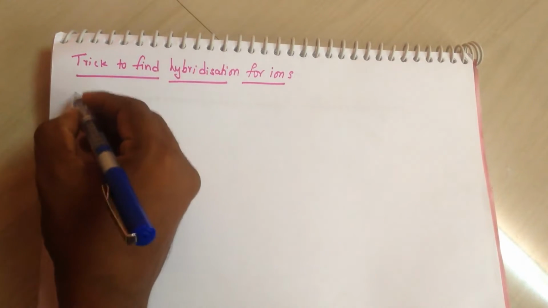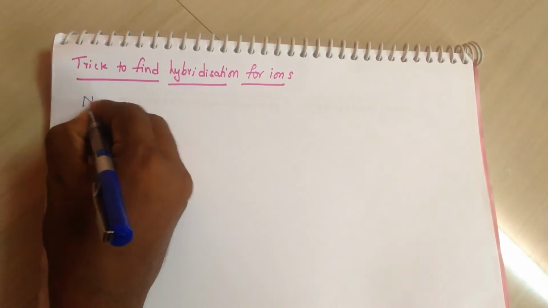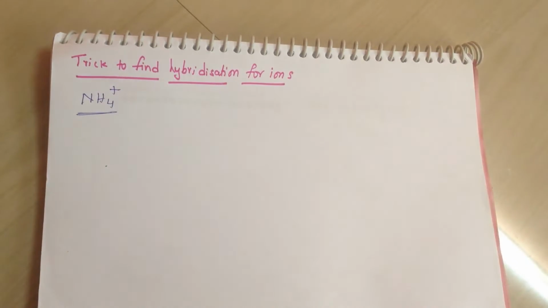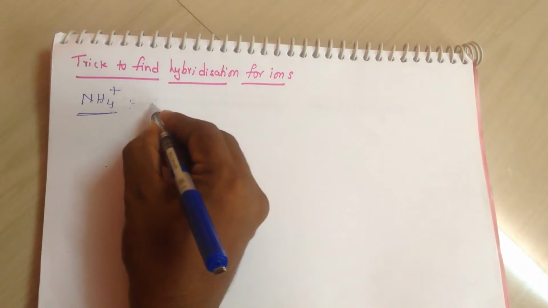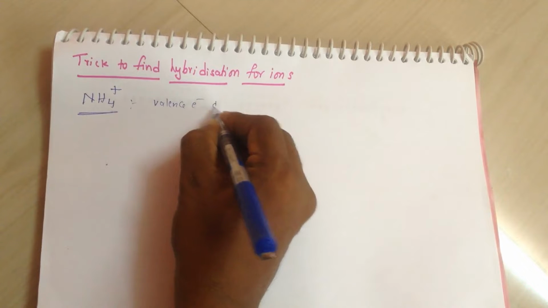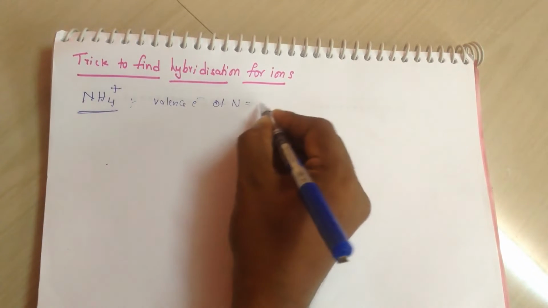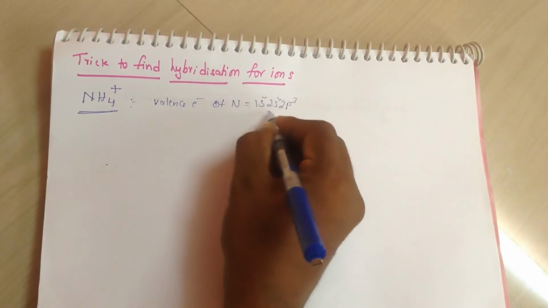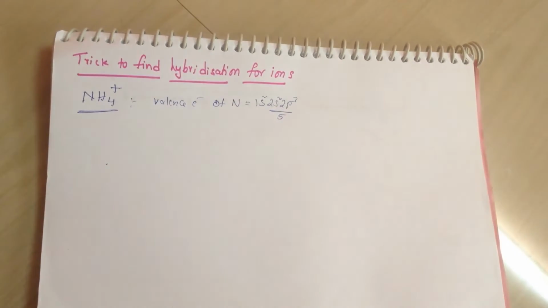See here, take an example: NH4 plus, this is an ion, a compound ion. How do we find the hybridization for nitrogen? We know very well what the central atom is here. Nitrogen is the central atom. So how many valence electrons does nitrogen have, students? 1s2, 2s2, 2p3. So there are 5 valence electrons.